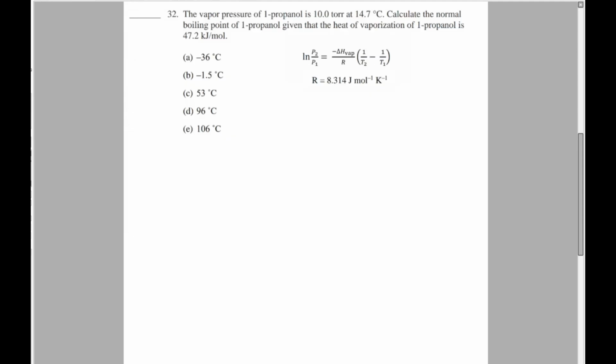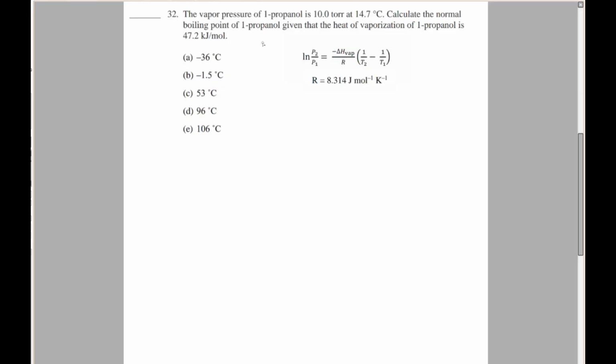32. The vapor pressure of 1-propanol is 10.0 torr at 14.7 degrees Celsius. Calculate the normal boiling point of 1-propanol given that the heat of vaporization of 1-propanol is 47.2 kilojoules per mole. For this problem, we're going to want to use this equation, which is given in your equation sheet. The reason for that is because we're given the vapor pressure at one temperature, which is this, and the temperature is this. So that's going to be our P1 and T1. We're also given the heat of vaporization, which is this delta H vap.